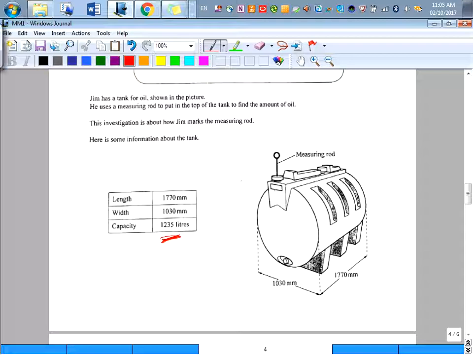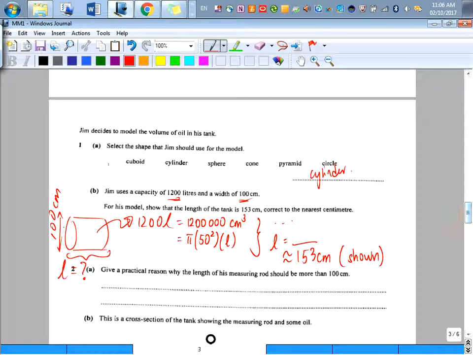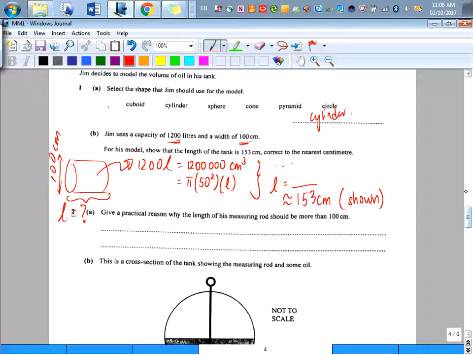Okay, so now we know that we use a cylinder. So the cross-sectional area is actually a circle. The diameter in our model is 100 centimeters. So we know that this distance over here is approximately 1030 mm in the actual, and in our model it is actually 100 centimeters. So if the rod is shorter than 100 centimeters, are you able to go all the way in and pull it out? You can't. If you drop it inside, you can't get it out. So what is the reason?